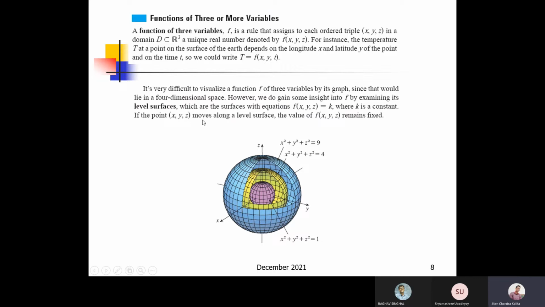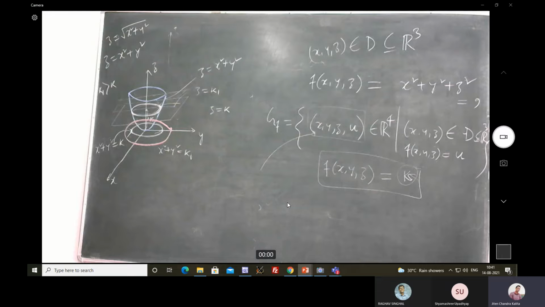And if the point x, y, z moves along a level surface, the value of f of x, y, z remains fixed. So you can see here, for different values of k, you get different surfaces. Of course, for this particular case, they are nothing but spheres of different radii. Okay, fine. So that's about this function of several variables, graphs, and level surfaces.